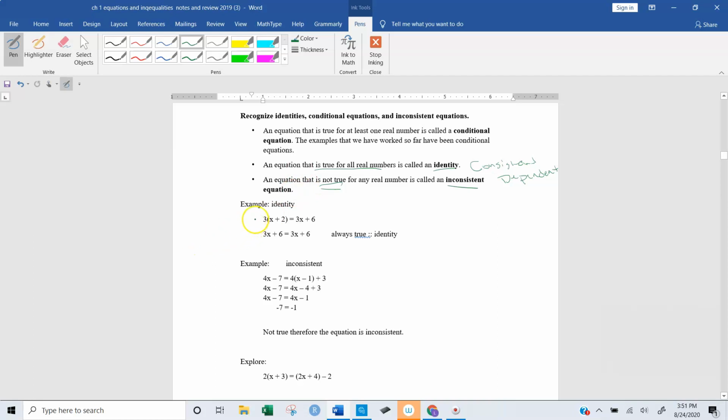So let's go look at this here. I have 3x plus 2 equals 3x plus 6. We distribute this 3 through, and we get 3x plus 6 equals 3x plus 6. This is always true. This is an identity or consistent dependent.